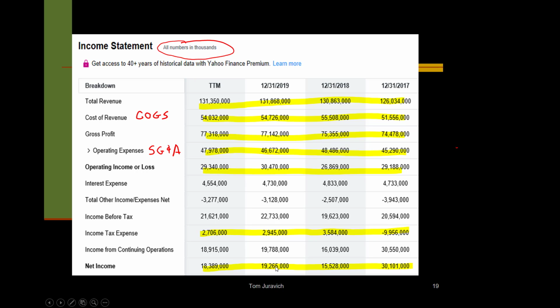So you can see the power of looking at a financial statement, and also not just looking at revenue, but looking at the net income, the bottom line at the bottom of the page, which is really what's important for us. And also understanding COGS, SG&A, and in this case, income taxes.